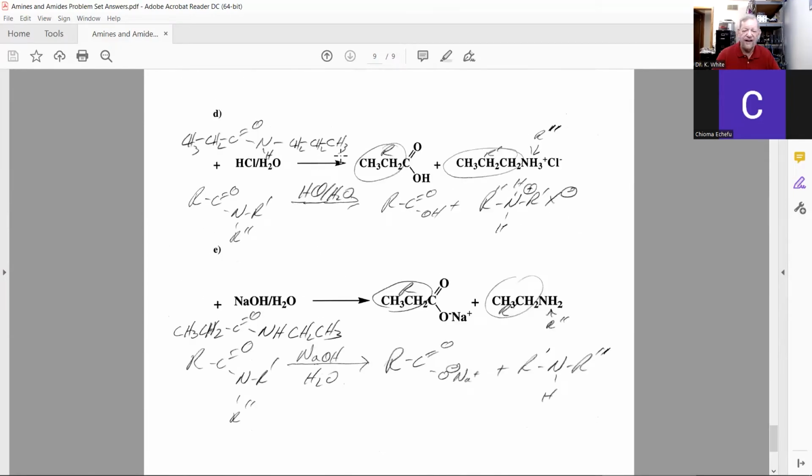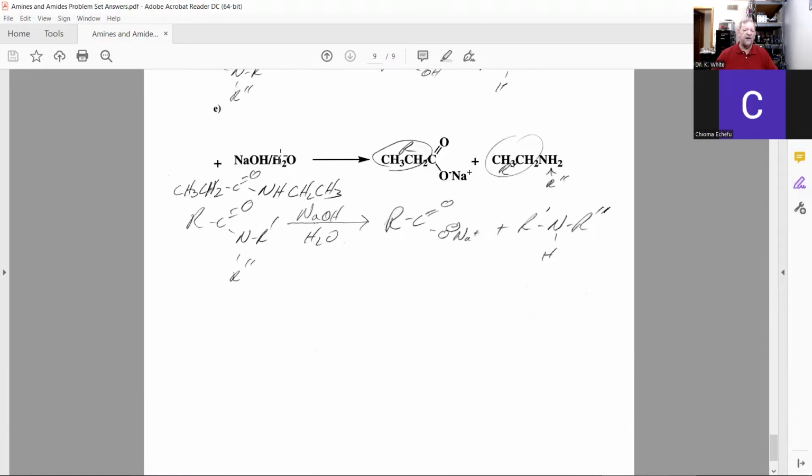You take something, react with acid and water to get a carboxylic acid and an amine salt. What do you need to start with? An amide. And here's R to the carbonyl. On the nitrogen, you have R prime and R double prime. Remember, R prime or R double prime or both can be hydrogen or not. In this case, one is hydrogen and R prime is N-propyl. Therefore, this is the amide you get.